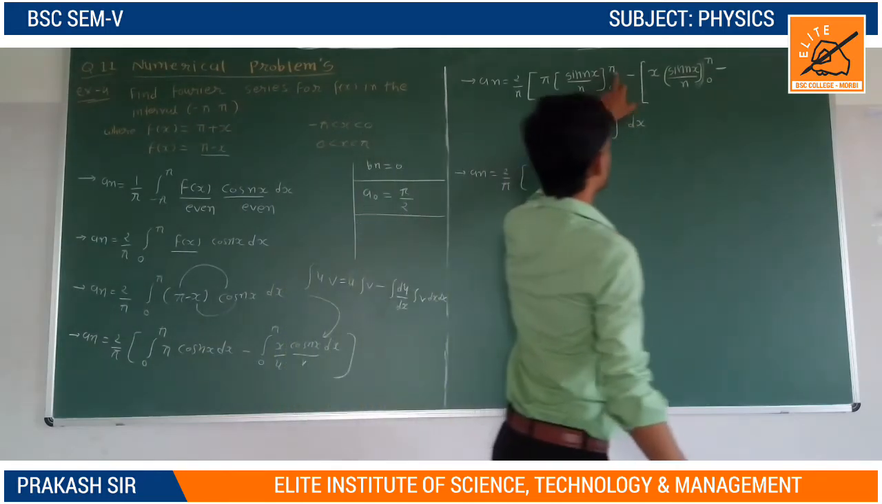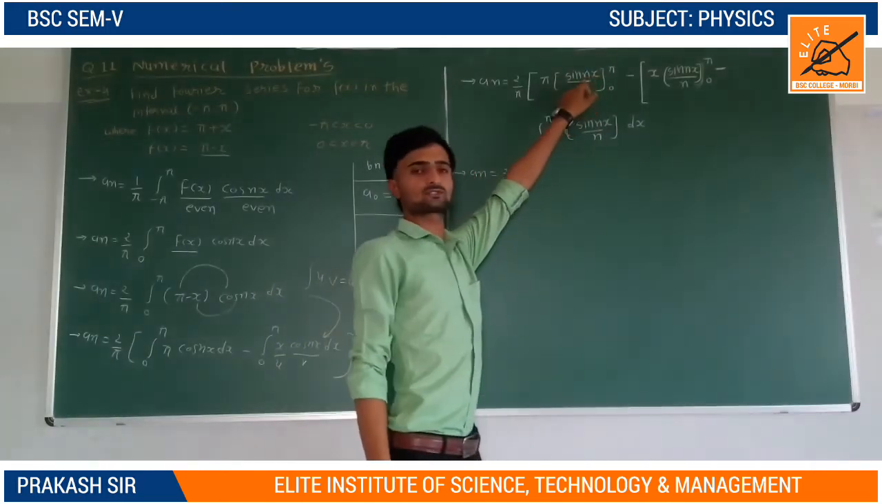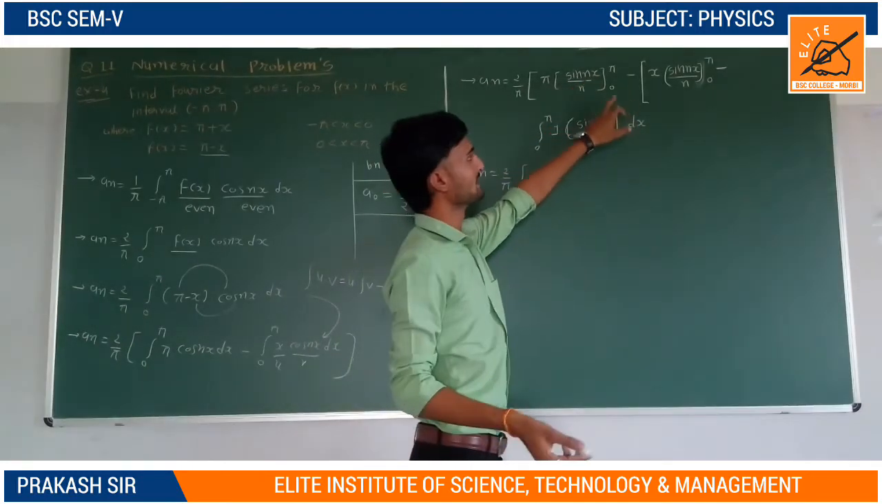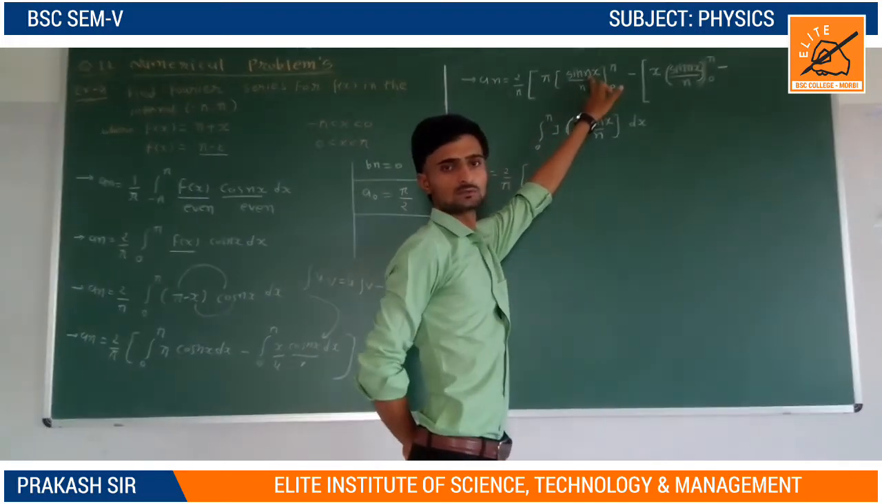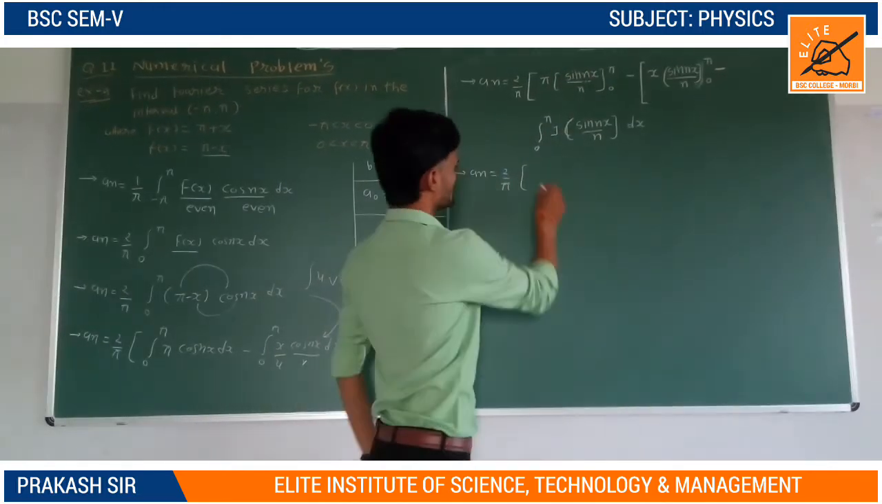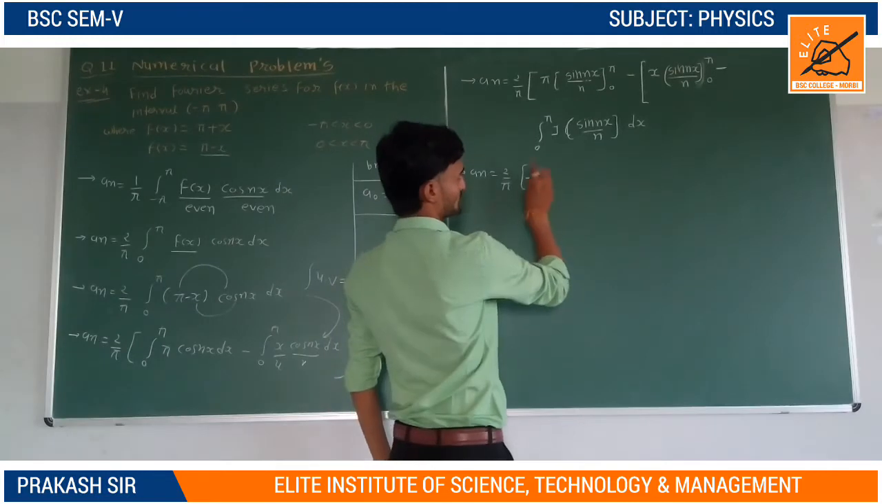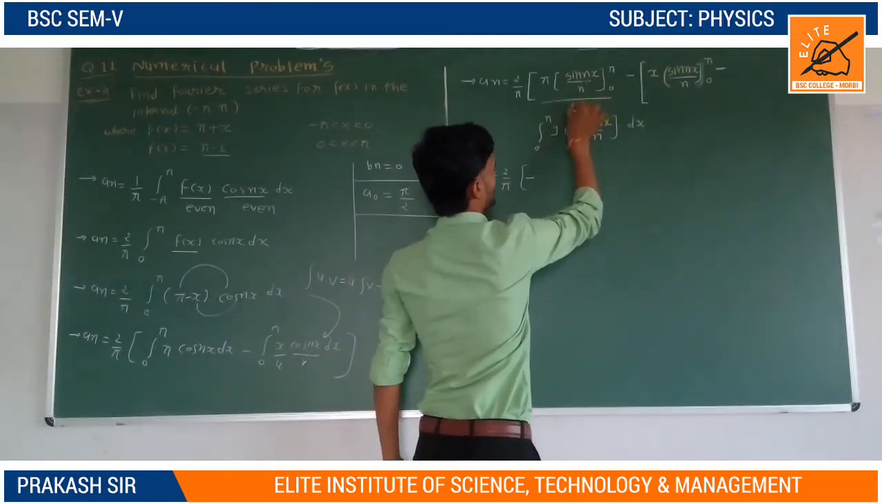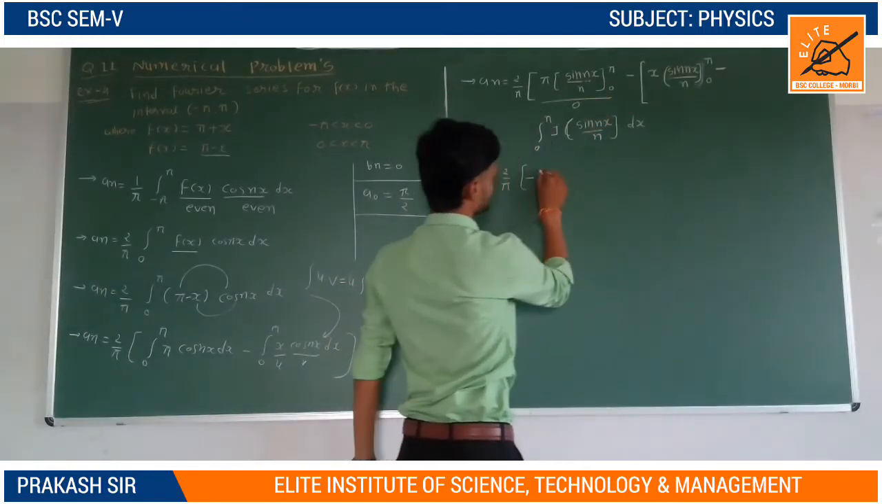Here n is replaced to pi. Sin pi is 0, and 0 is replaced to n. Sin 0 is 0. So this term is 0, pi into 0, so 0. So minus pi. Sorry, minus sin. This term is over, 0. So x.